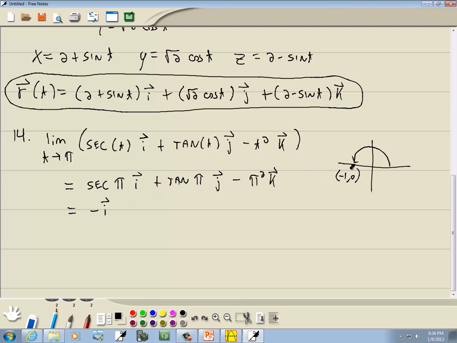And I got up pretty early this morning, so let me think that through. Secant is 1 over x, and pi is over to here. x is -1. Yeah, that's right. Okay, tangent. Tangent is y over x. I better go to bed. Well, here's y, and here's x. So 0 over -1 is 0. So that drops away. Minus, and then pi squared k. Let me save that.